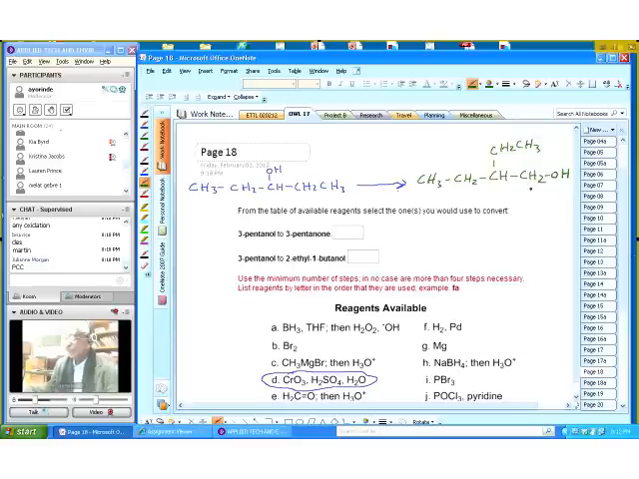That means we need to make a new carbon-carbon bond. Based on the chemistry we have been doing so far, how would you make a new carbon-carbon bond? Grignard. Okay, great. We have said Grignard. That is correct. Now, where would the Grignard come from?